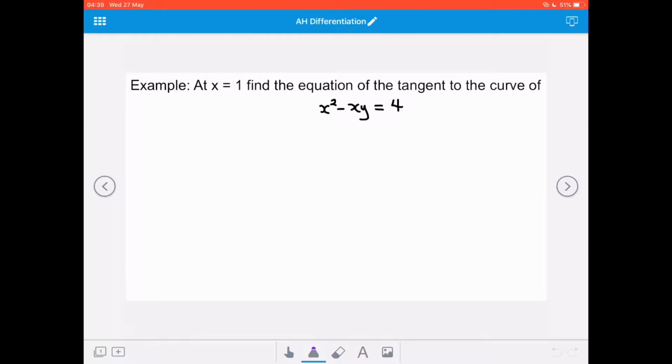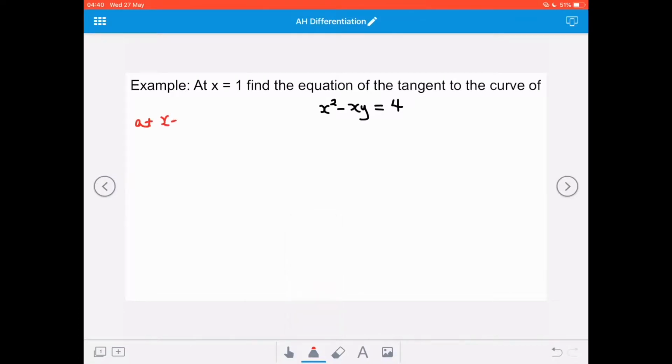So in the final example, we want to look at finding the equation of the tangent to the curve for the function x squared minus xy equals 4 at x equals 1. Now in order to do this, we need to use our equation of a tangent to the curve, which is y minus b equals m upon x minus a. We know that a equals 1, and we need to work out what our value for b is going to be by finding out what y is going to be for this function.